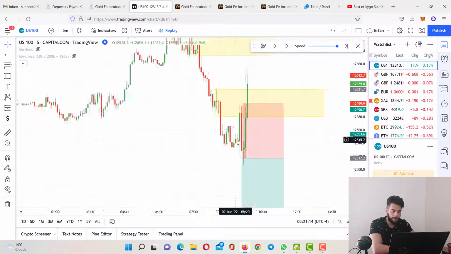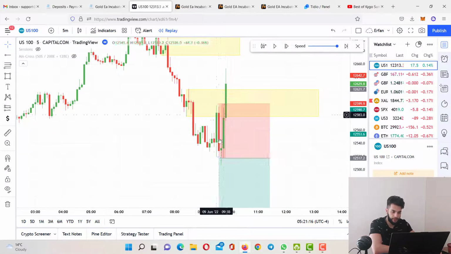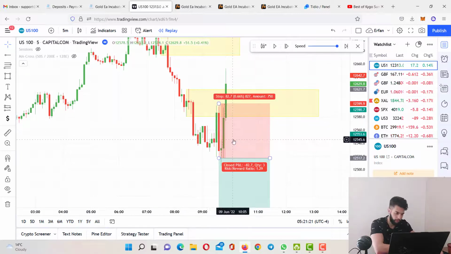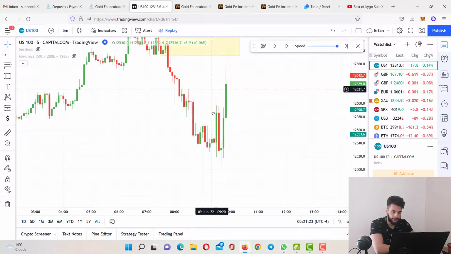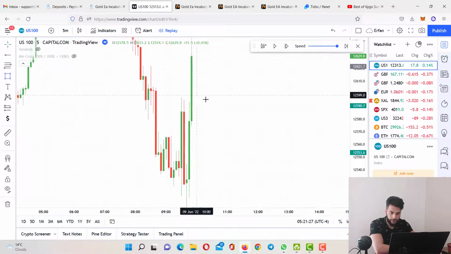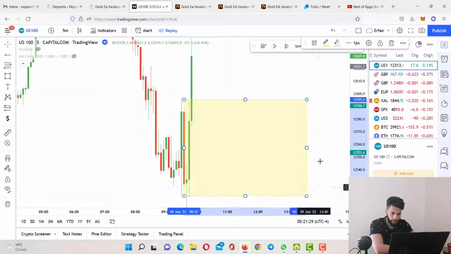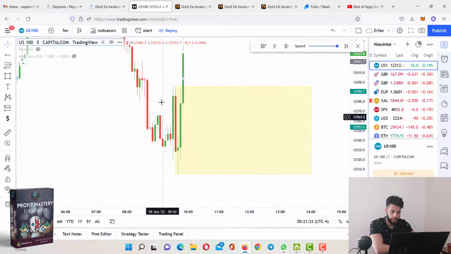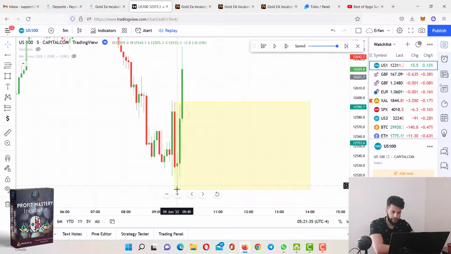But it didn't happen because I literally get stopped out, and it's a huge candle, and I personally don't like it that much. So if you want to take a trade here, you get stopped out. And then this one gets disrespected. We have this one right now, and we have this high probability demand zone here, because this is the last bearish candle.